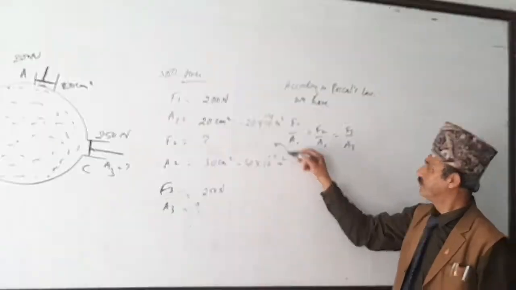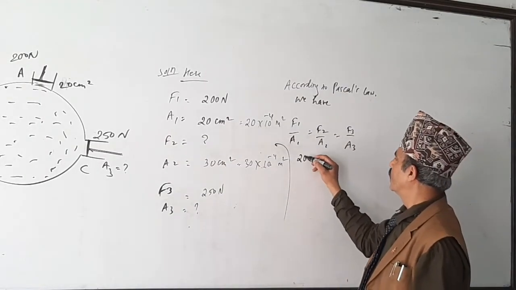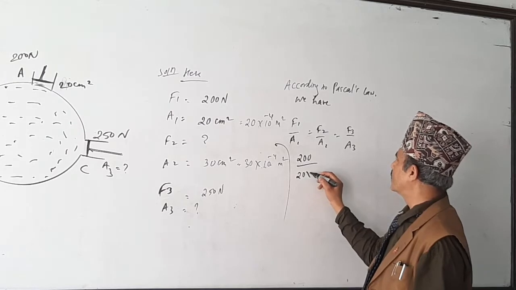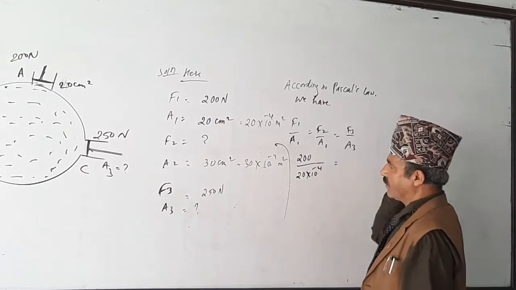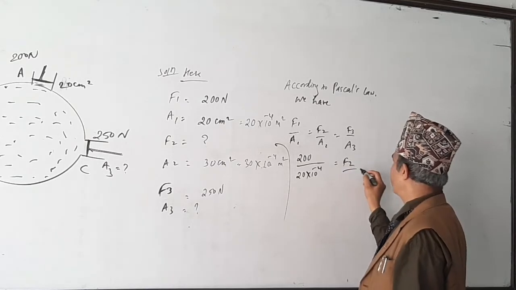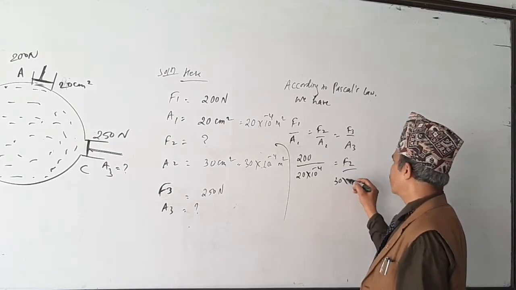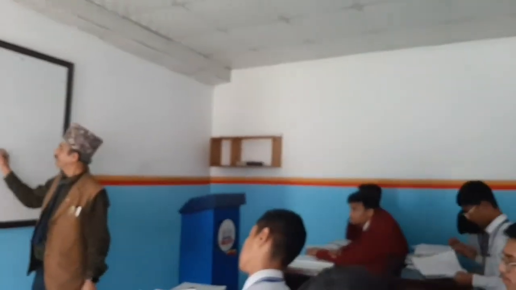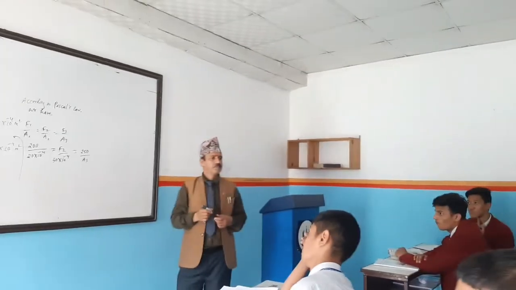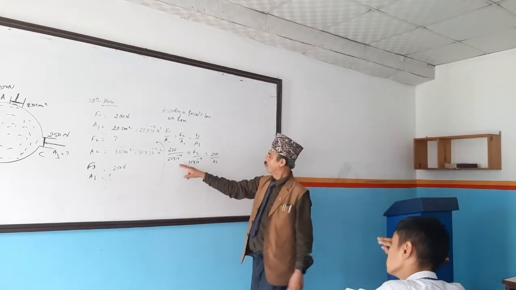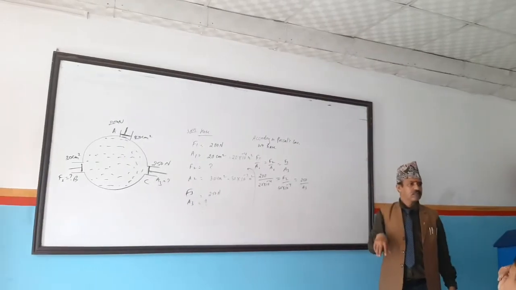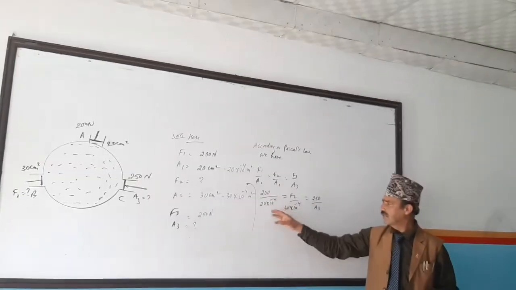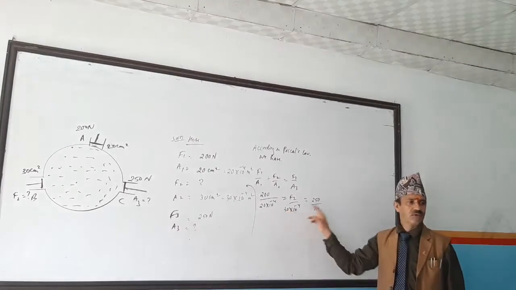Now put the values. F1 is 200 by 20 times 10 to the power minus 4. F2 we don't know, by A2, which is 30 times 10 to the power minus 4. And the next one, F3 is 250 by A3. How many ratios are here? 1, 2, 3. Now we have to take the first and second, and then the first and third.